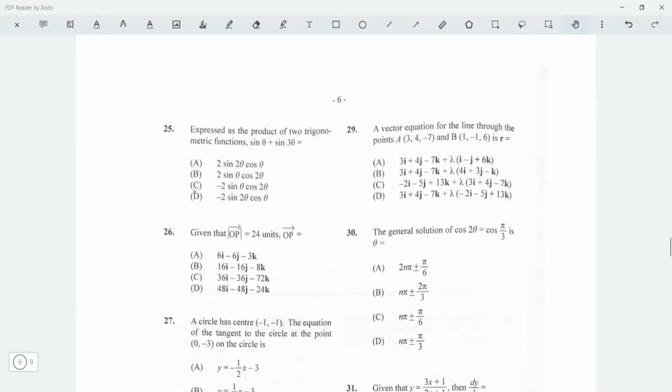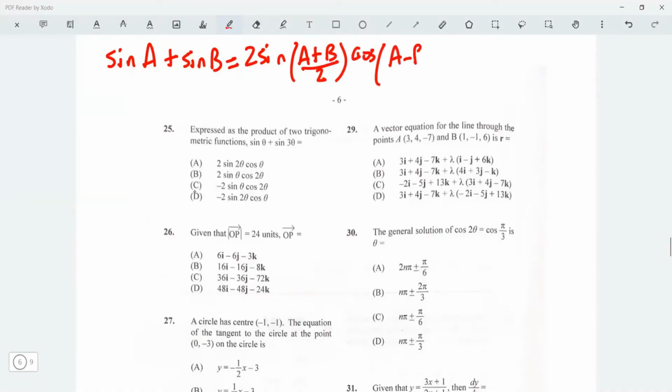25, express the product of two trig functions as the sum of two sines, or express the sum of two sines as the product of two trig functions. Remember the formula. Sine A plus sine B is what? Twice the sine of half the sum times the cos of half the difference. This formula is so nice. Once you remember this formula, then we know that the sine of theta plus the sine of 3 theta, we put A as theta and B as 3 theta.